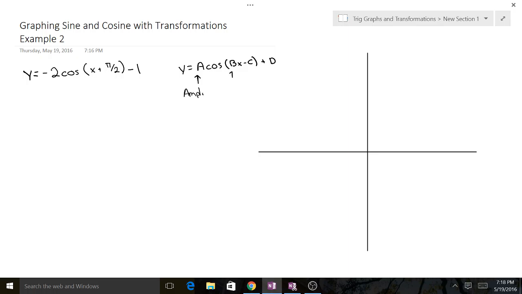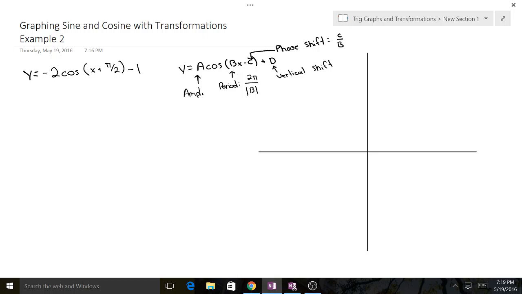And then b helps us get our period, which for sine and cosine is 2 pi divided by the absolute value of b. Then this c helps me get my phase shift, which equals c divided by b. And then we have our d right here, which is just the vertical shift. So those are all the main points, and now we can start graphing.